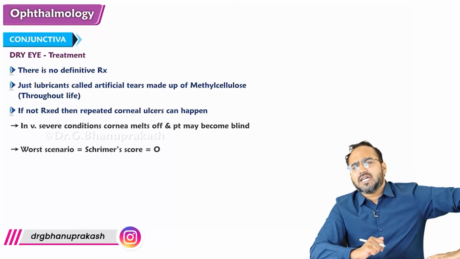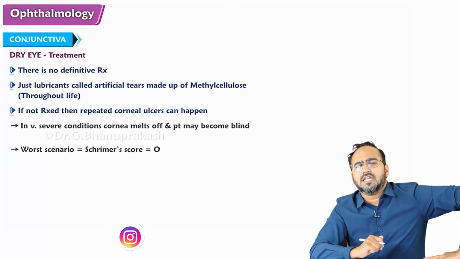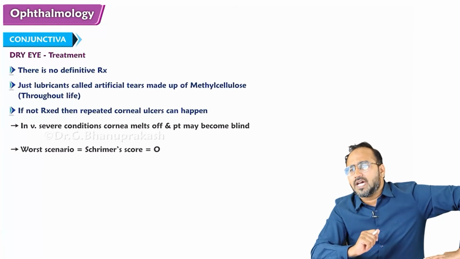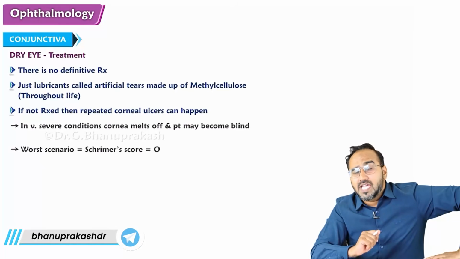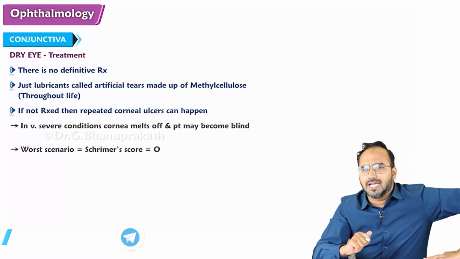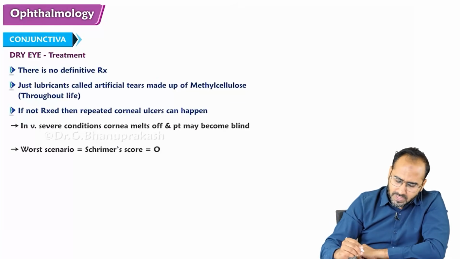So how will you manage this dry eyes, guys? The patient will be having foreign body sensation, redness of the eye. He can't sit in front of the computer or in the sun. Okay. How will you manage this dry eyes? Management of dry eyes is very simple. The patient is having absence of one layer of the tear film. Give him some artificial tears which are made up of what? Methyl cellulose. Give him lubricating drops which are made up of methyl cellulose.